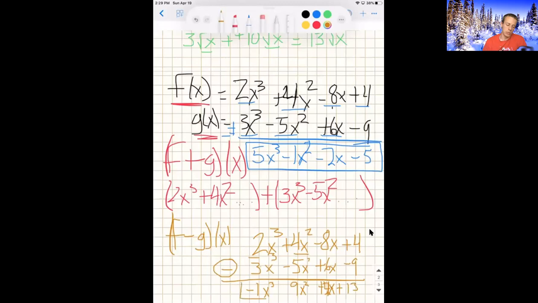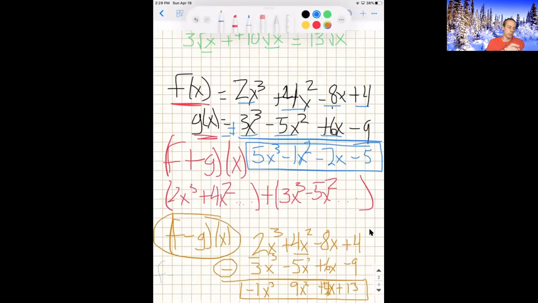So this right here, this would be our f minus g of x. We're just getting a little bit used to this naming convention, okay? Other things they could ask us, hey, what is, let's say they asked us, what is f minus g?